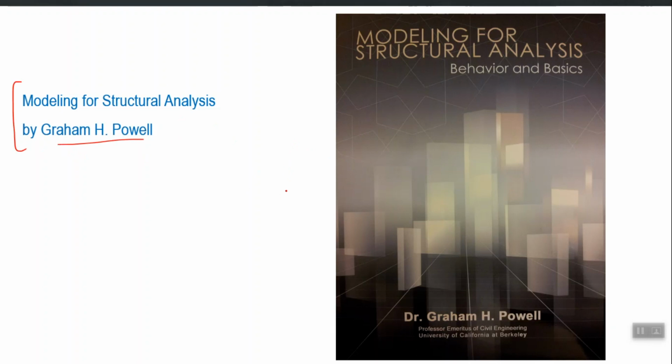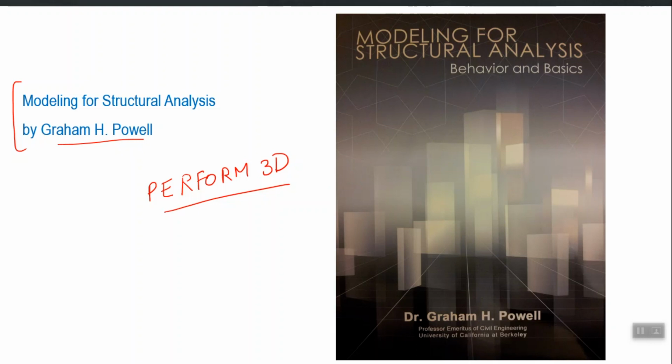Professor Graham Powell is the author of a very famous structural analysis program for nonlinear modeling and analysis called Perform 3D. So it is a product of Computers and Structures. I will be referring to this program many times during this demonstration also.